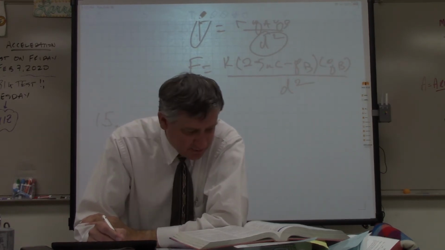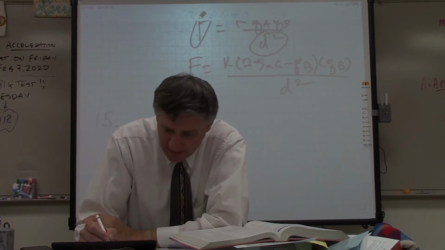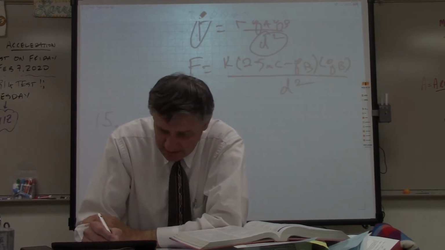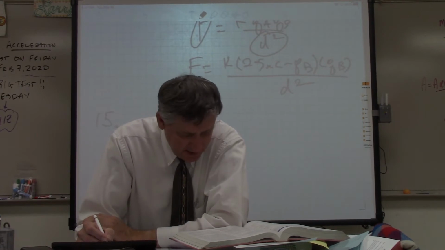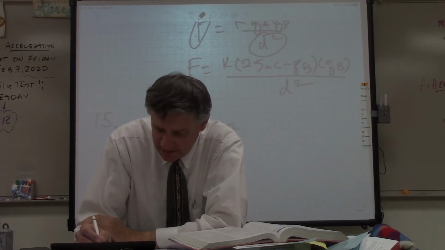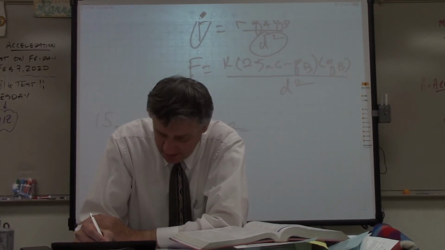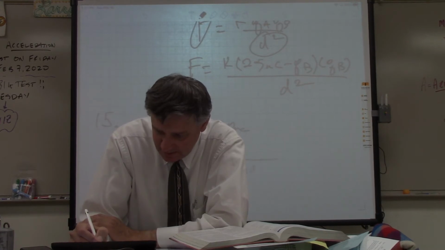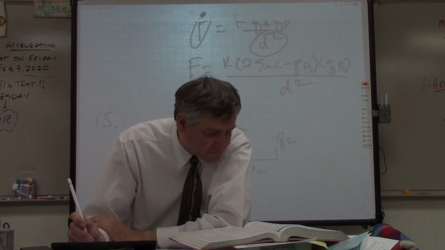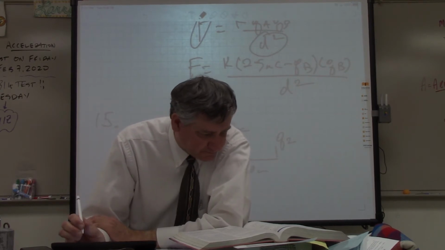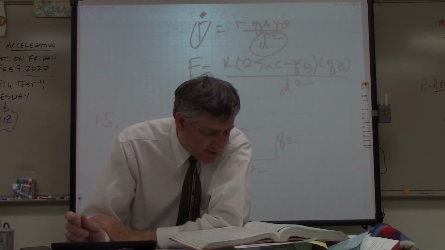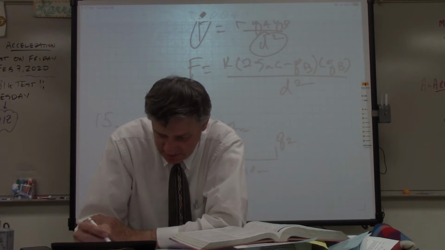So here's Q1, and they're separated by 10 centimeters from a negative 2 nanocoulomb charge, and then another 10 centimeters, and then you've got Q2. On this one, you're told that Q2 experiences no net electric force. What's the charge on Q1?